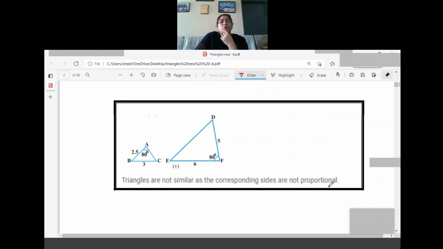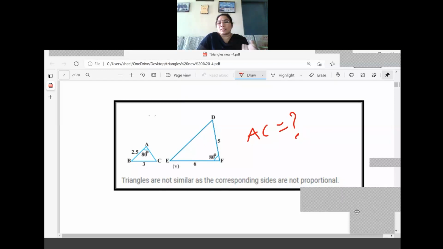Side AB equal to 2.5, BC is 3 is given, and angle equal to 80 degrees. We cannot find the side AC there. So what is that? We can write they are not similar because corresponding sides are not proportional. When the angle is given, the side should be included. So which value do we require there? The AC value; if it is given, then only we can apply that. So we cannot apply SAS here, so we can conclude that they are not proportional.